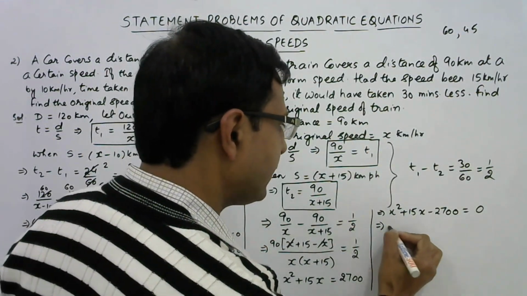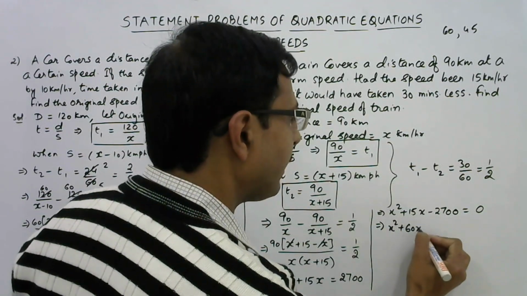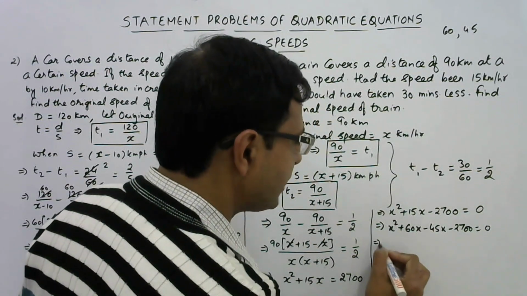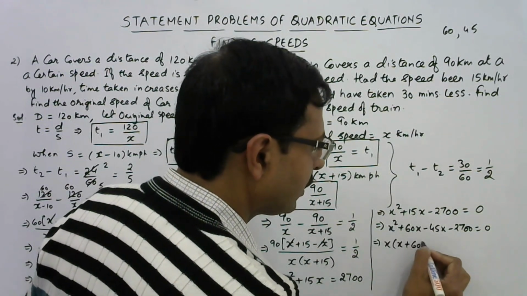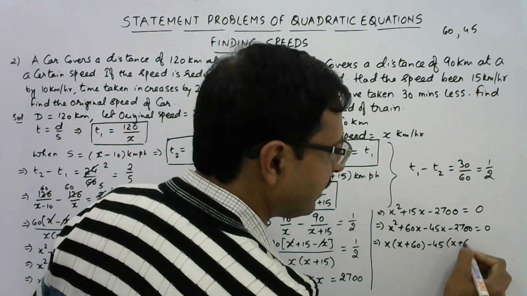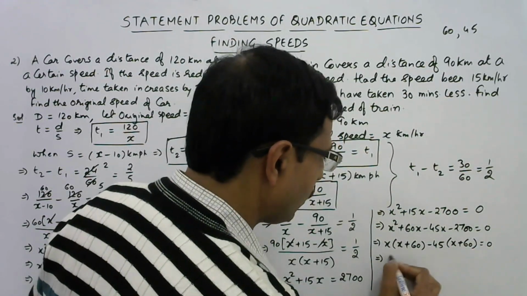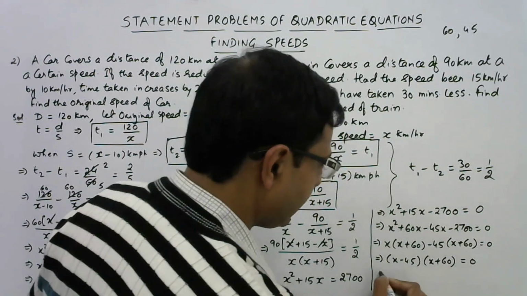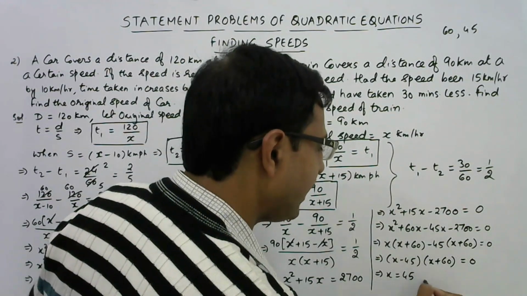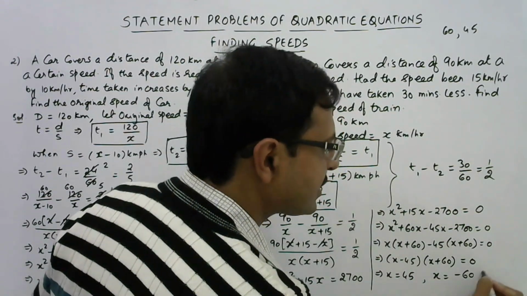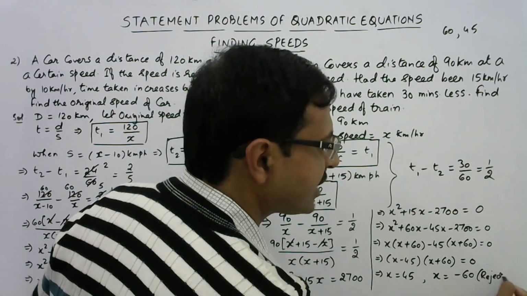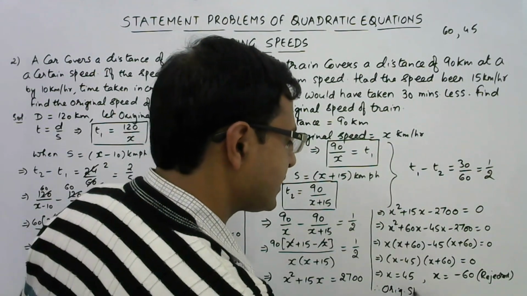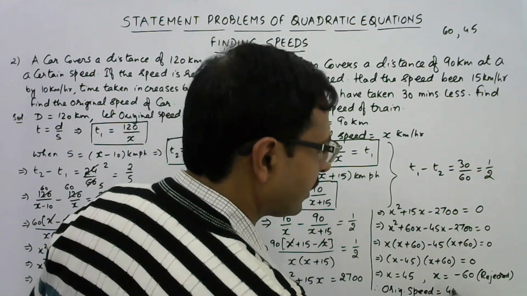So let's split the middle term. x square plus 60x minus 45x minus 2700 equal to 0, and then the traditional method applies, taking common. So I am doing it very quickly just to save time. So you have two factors, x minus 45 and x plus 60, thereby giving you x equal to 45 and x equal to minus 60. Obviously speed cannot be negative, so this is rejected, giving you the answer. Original speed is 45 km per hour.